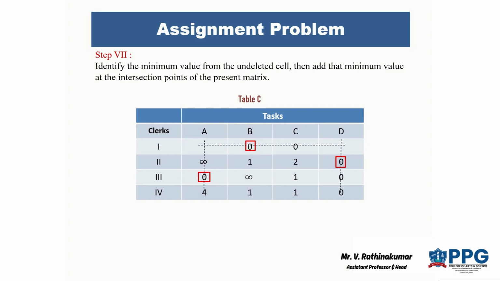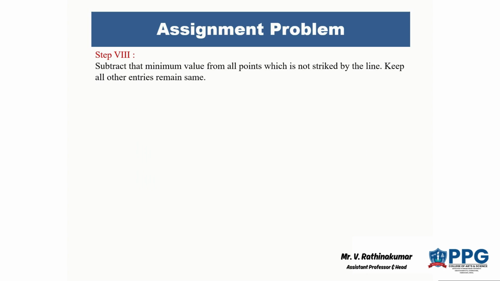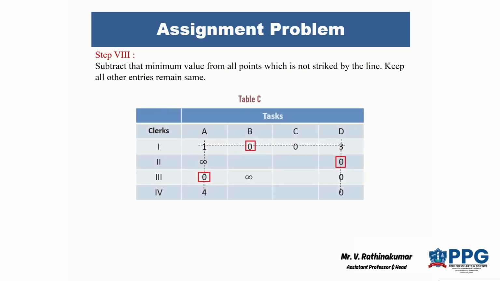From the undeleted cells, 1 is the minimum value. Add this minimum value at the intersection point. 0 plus 1 equals 1, 2 plus 1 equals 3. Then the next step, subtract that minimum value from all the points which are not struck by the line. Keep all the other entries the same. So subtract 1 from all the unmarked entries. So 1 minus 1 equals 0, 2 minus 1 equals 1, 1 minus 1 equals 0, 1 minus 1 equals 0, 1 minus 1 equals 0. After this, we will move on to the next step.